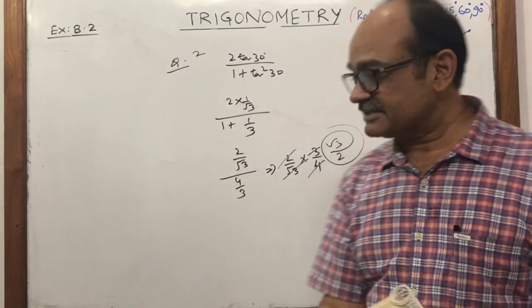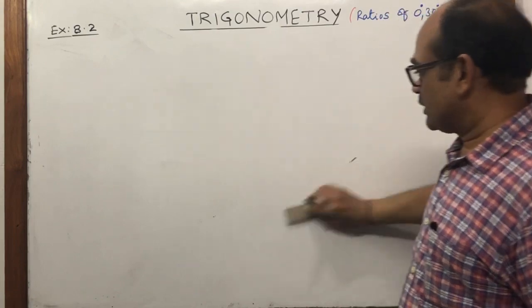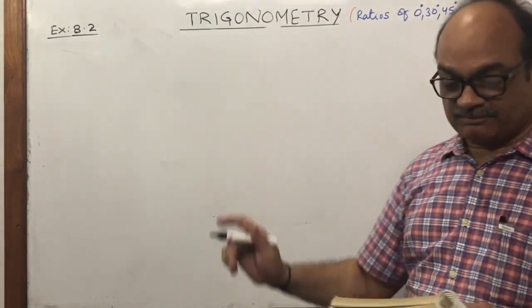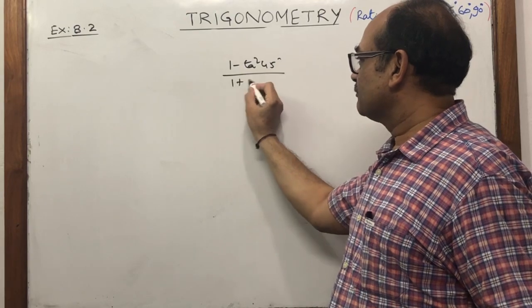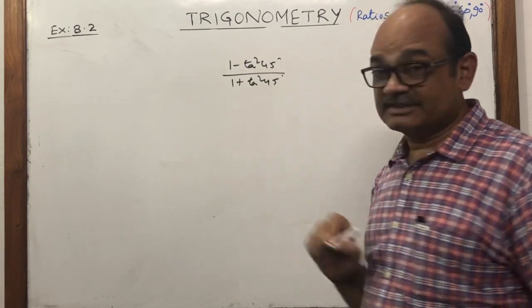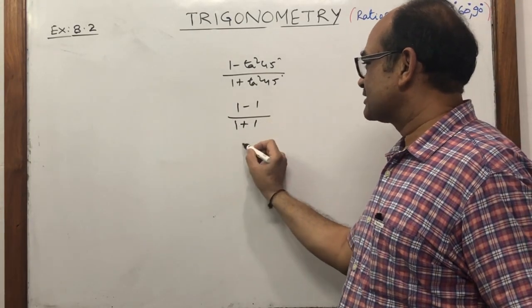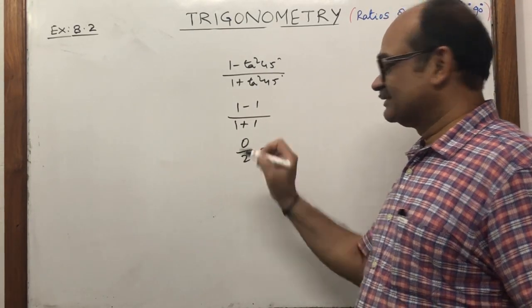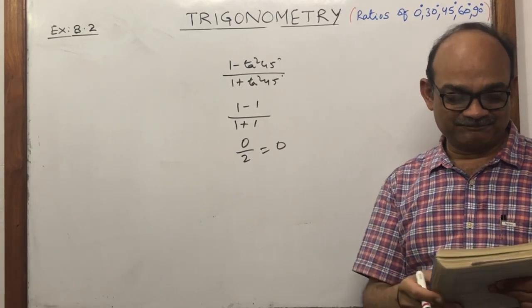Next is 1 minus tan square 45 divided by 1 plus tan square 45. Very, very simple. What is tan 45? 1. So 1 minus 1 and 1 plus 1. 0 by 2, that is 0. So option number 4, D part is correct.